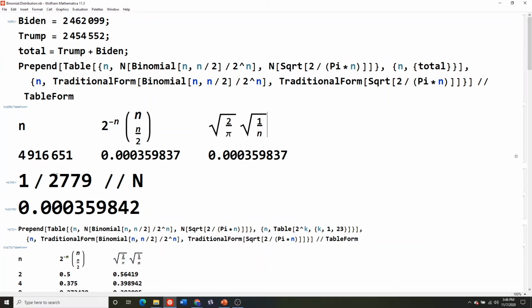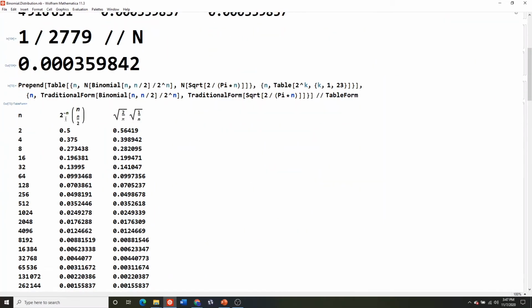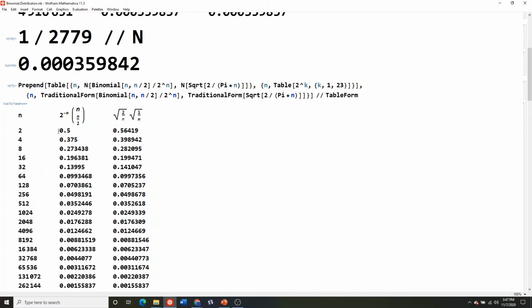So there you go. Now, I just made a table here just out of curiosity. This column is the exact column, and this is the approximate column. So the approximation gets better as the number of coin flips n gets larger. Like we counted when I was showing the Donald Trump coin, for 2 coins, it's a 50% chance of getting a tie, and this approximation says that.